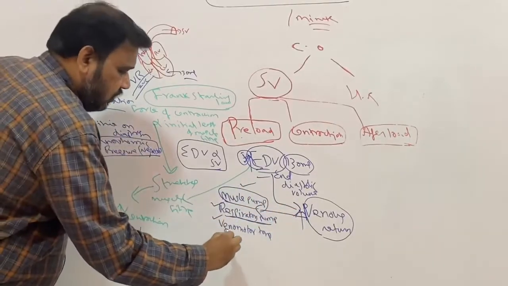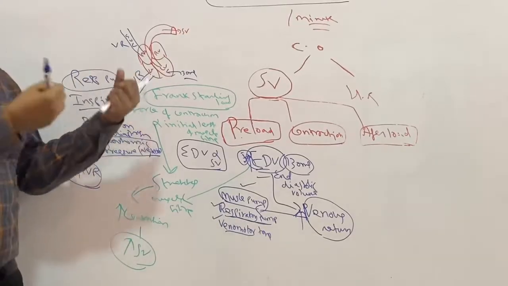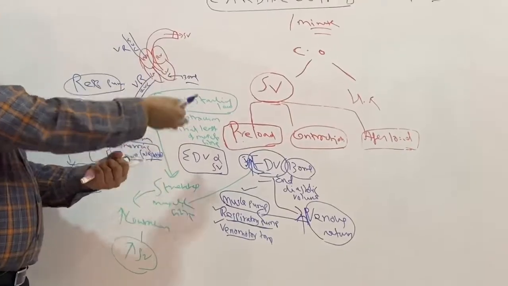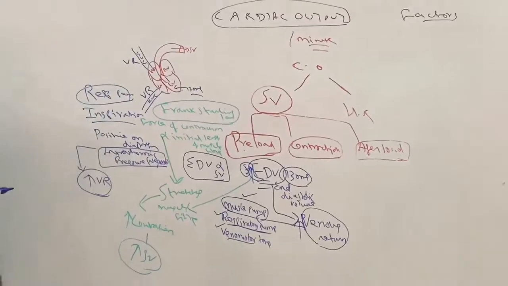Now coming to venomotor tone, as the name suggests, venoconstriction. Whenever the veins constrict, more blood will be coming into the heart. So venous return is increased. So all these increase the venous return.